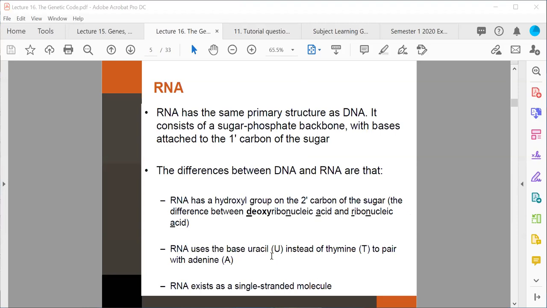RNA uses this base called uracil instead of thymine, and RNA exists always as a single-stranded molecule, so just one strand of nucleotides, compared to DNA that always exists as 2 strands of nucleotides. And this actually, in fact, makes RNA quite a transient molecule. It's very short-lived. In fact, as soon as it's synthesized, it starts being degraded. So it's a very transient molecule, but DNA is very robust, very, very long-lived molecule.